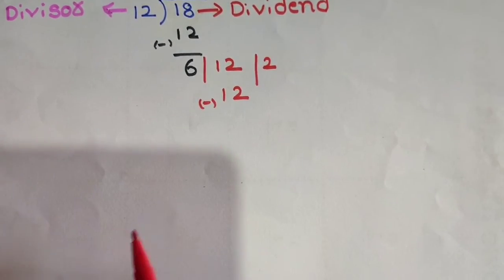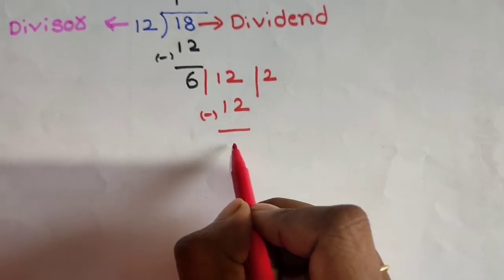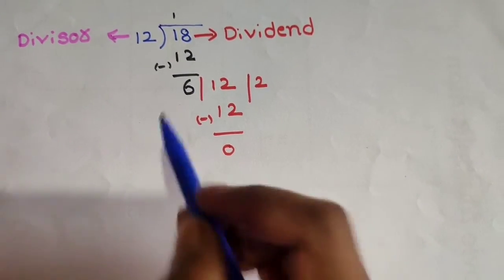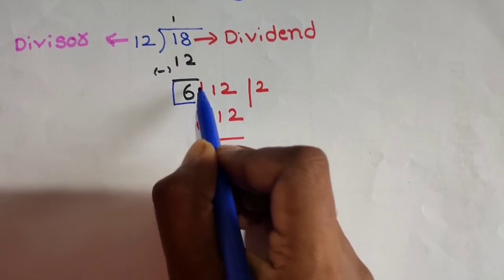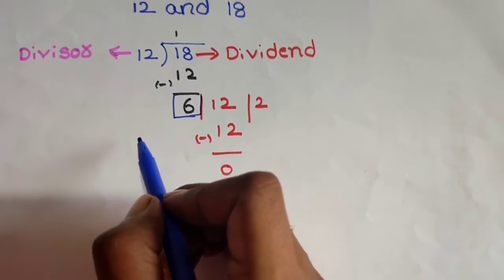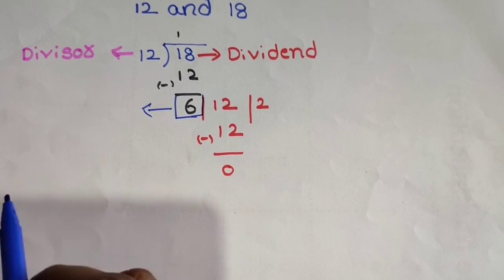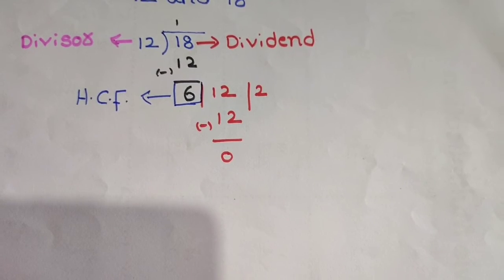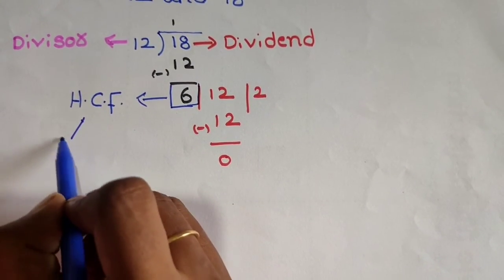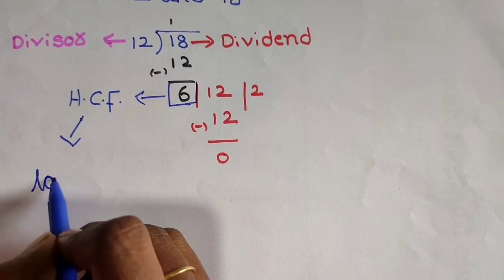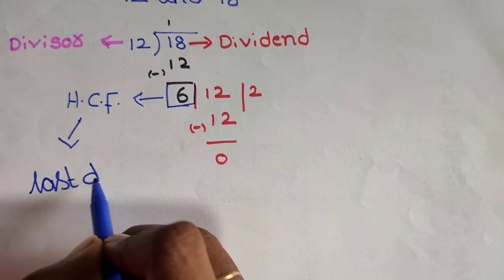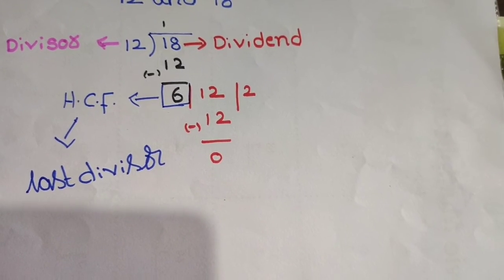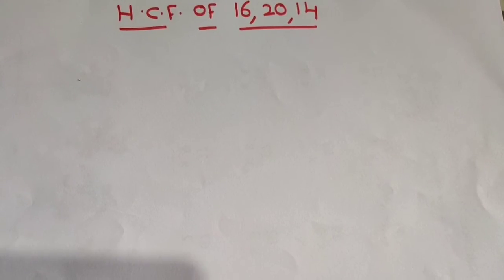Again what we have to do? We have to subtract 12 from 12. We get the remainder as 0. We have to continue our division till we get the remainder as 0. So now what is the last divisor here? 6 is the last divisor. So HCF is 6. Now the HCF of 12 and 18 is 6. Always remember, the last divisor will be your HCF.